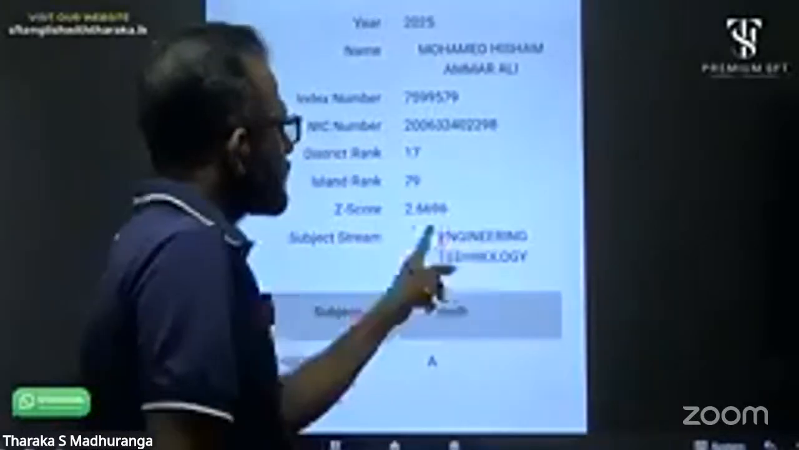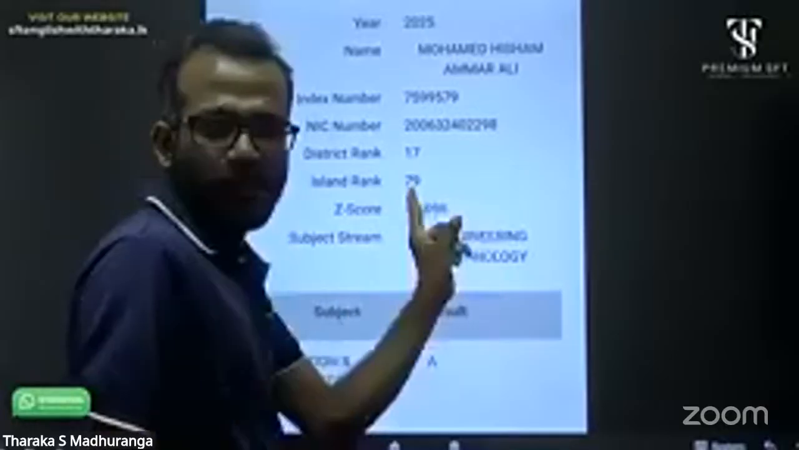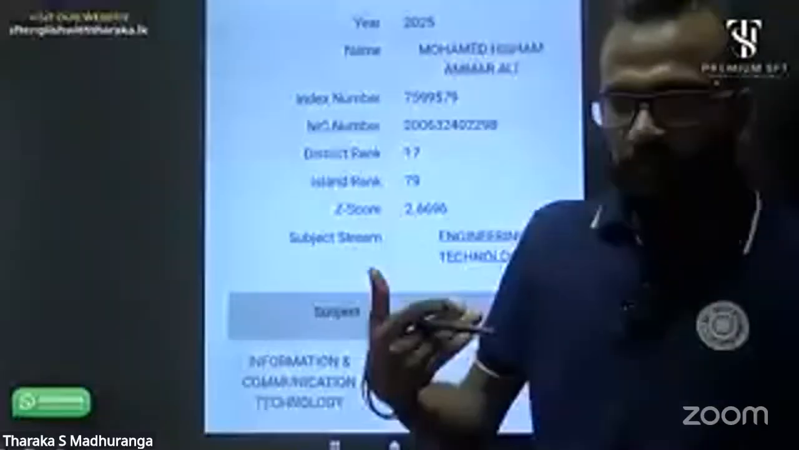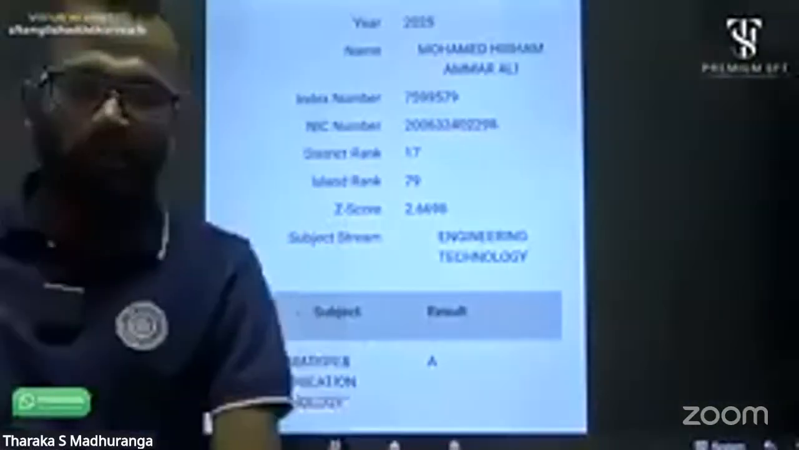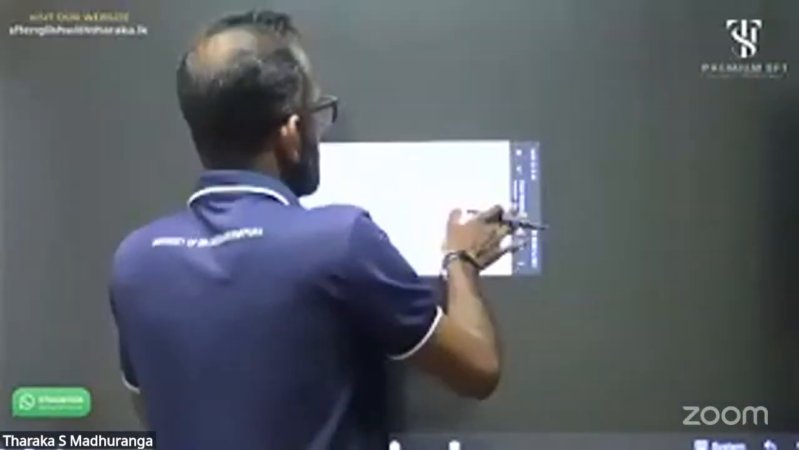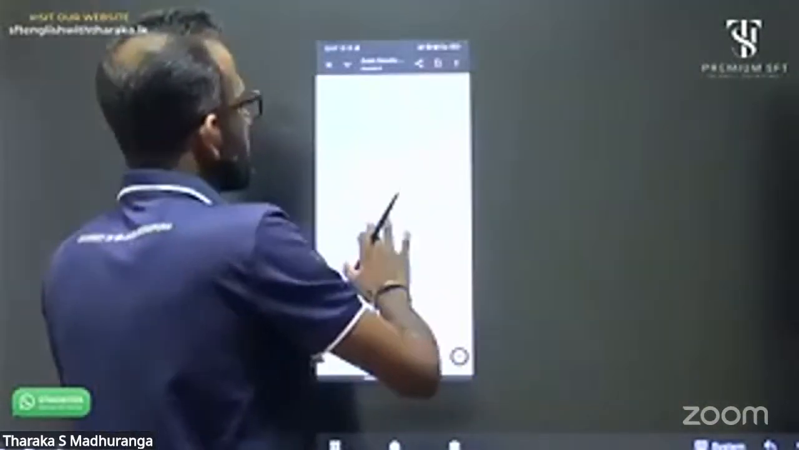Okay, what is the island rank? Is it 2.6696? It's a good Z value. It's a competitive Z value. We can compete with other mediums. But I'll show you another result with the same grades.